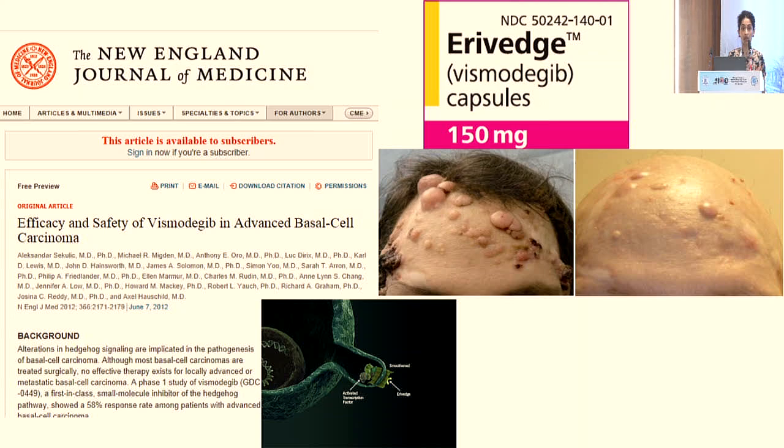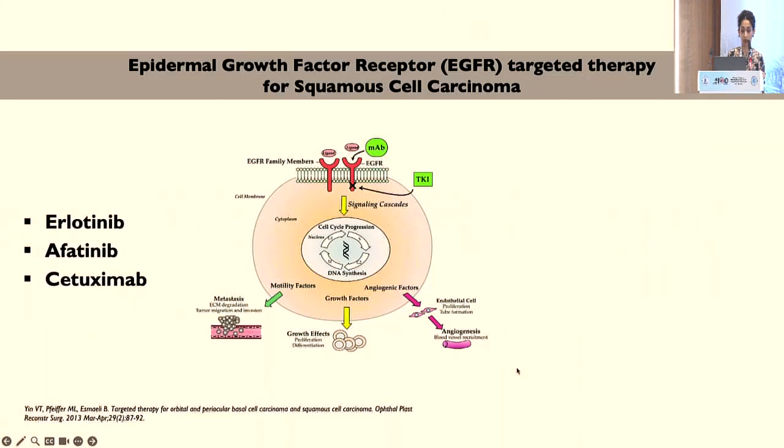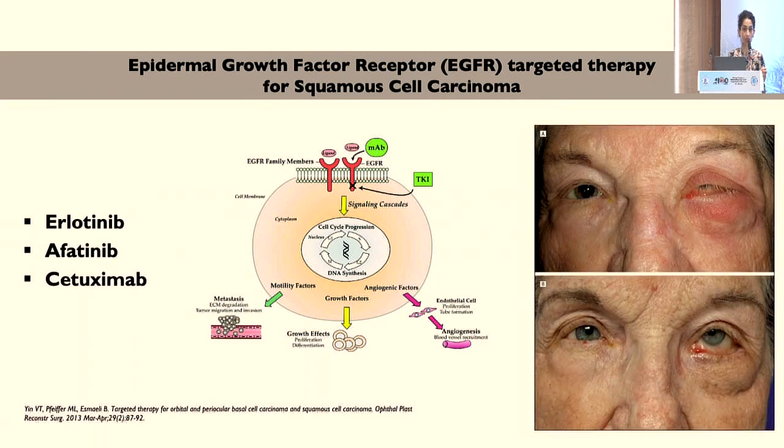Now we are into an advanced era of biologics. So this was the first drug which came up as a targeted therapy in periocular and eyelid malignancies, the hedgehog pathway inhibitor, that is vismodegib, and basal cell carcinoma was a tumor which was initially treated with it. Then we saw many other checkpoint inhibitors and biologics, and this is the epidermal growth factor receptor inhibitor targeted therapy with erlotinib, afatinib, cetuximab, monoclonal antibodies, where targeted therapy is done in order to treat squamous cell carcinoma.